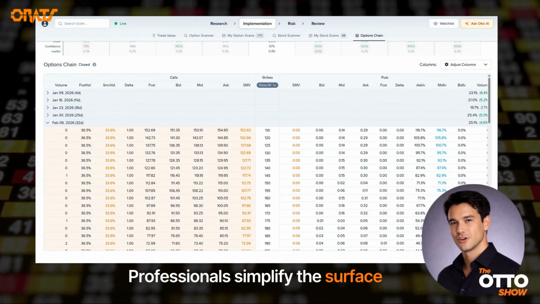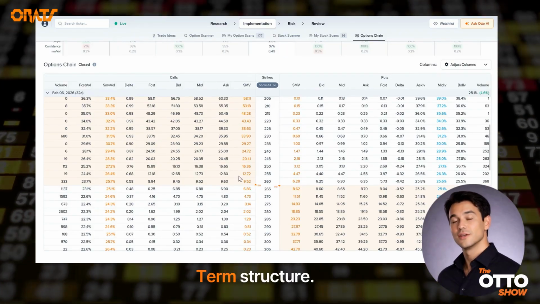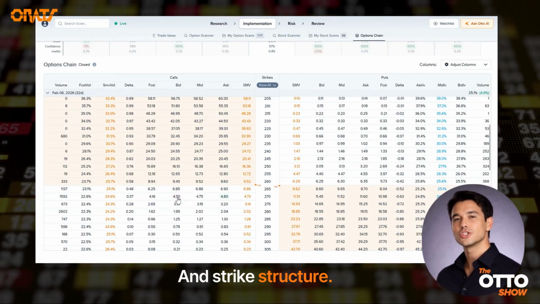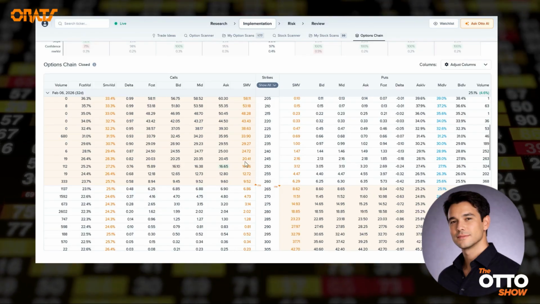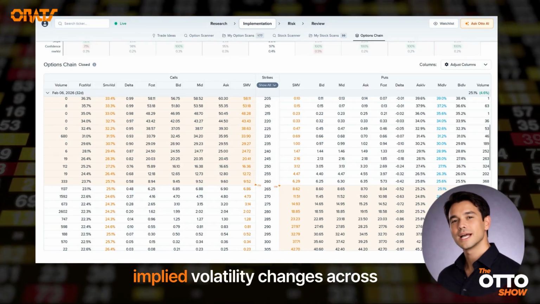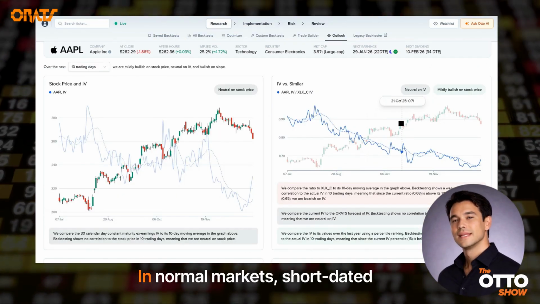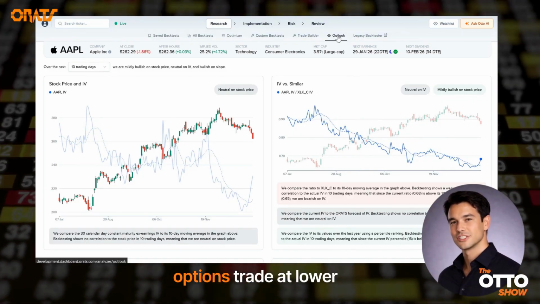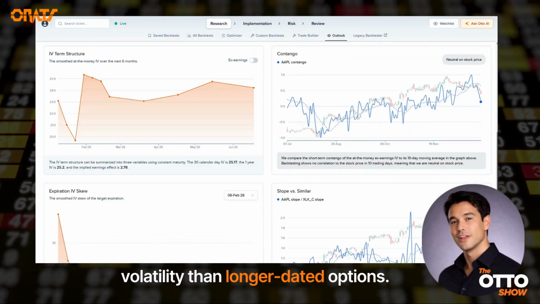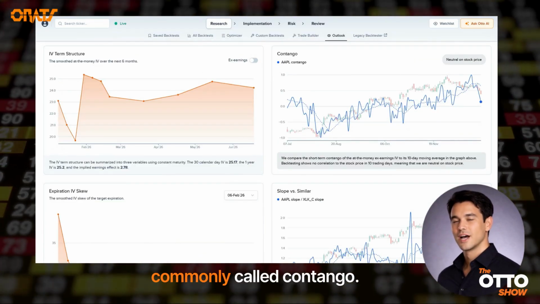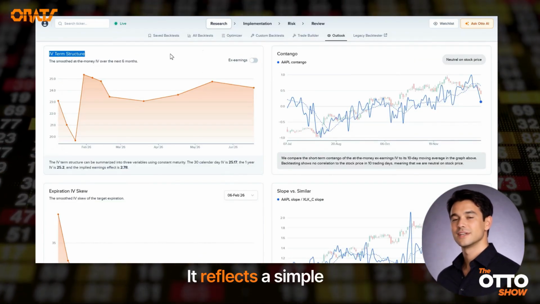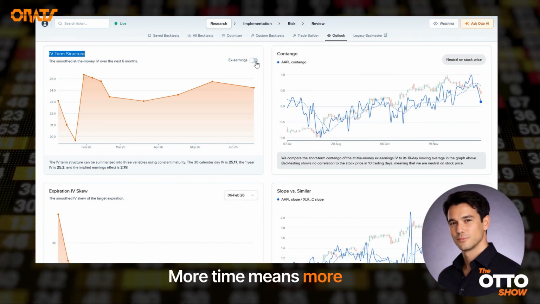Professionals simplify the surface by breaking it into two parts: term structure and strike structure. Let's start with term structure. Term structure describes how implied volatility changes across time. In normal markets, short-dated options trade at lower volatility than longer-dated options. That upward slope is commonly called contango. It reflects a simple idea. More time means more uncertainty.